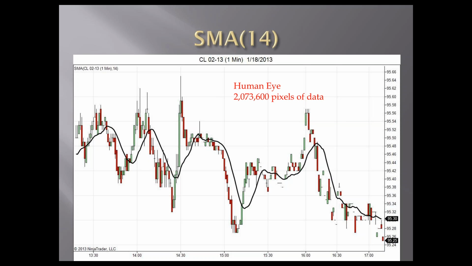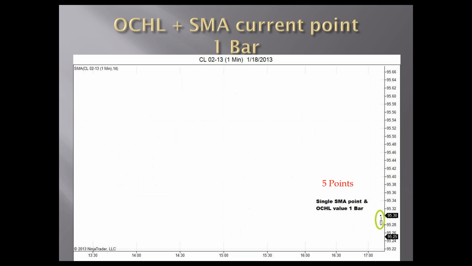Now I've put on here that the human eye is going to pick up about 2 million pixels of data out of this particular chart. So as a human, you look at this and you say, wow, there's a lot of data there. But this is generally not what you feed to your neural network. So you might start out with essentially 1 bar, which is 5 points. So this is what you're feeding your system.